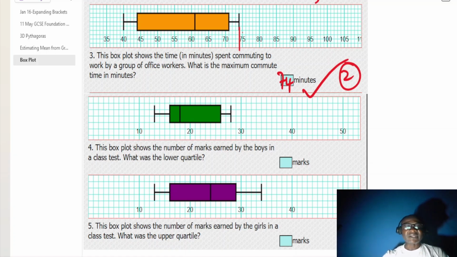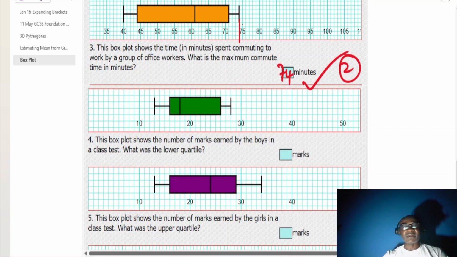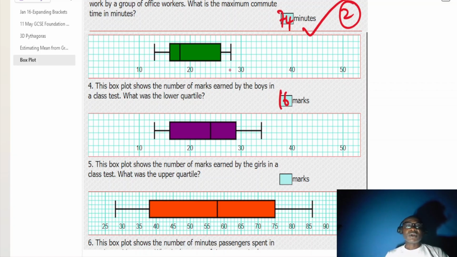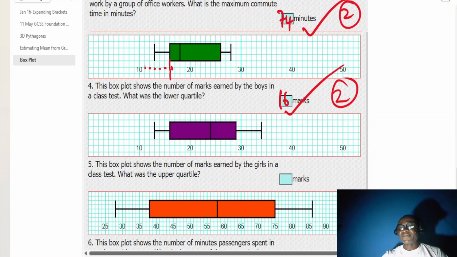The question has asked, what is the lower quartile? What do you think about the lower quartile? 16 marks. Okay, let's find out. The lower quartile is the starting point of the rectangular box. So that is here. Here is 10, 11, 12, 13, 14, 15, 16. So 16 marks is correct. Give it 2 marks.